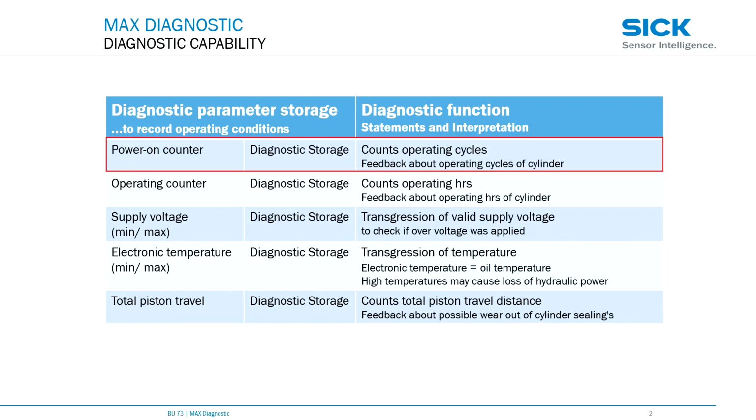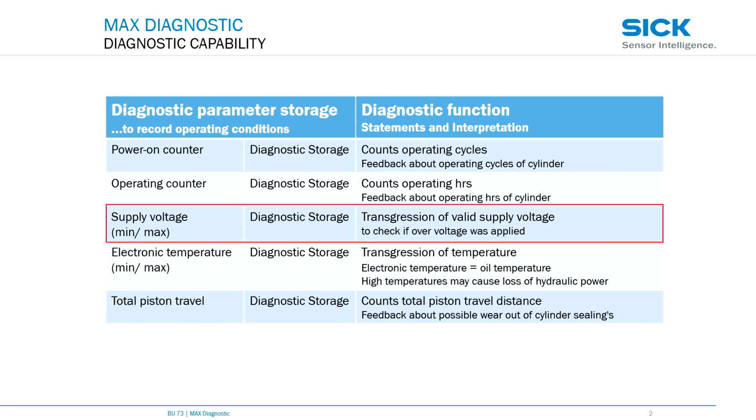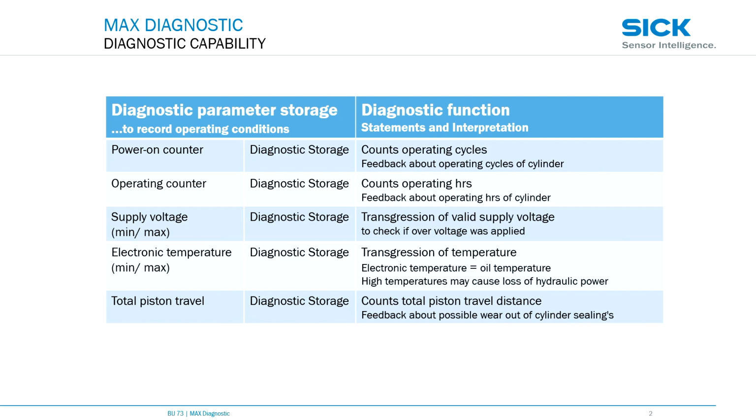We have a power on counter which measures the power cycles of the device. We also have an operation counter which measures the operation time in hours. Furthermore, we can measure the supply voltage. With this you can check if an overvoltage was applied to the device in the past.